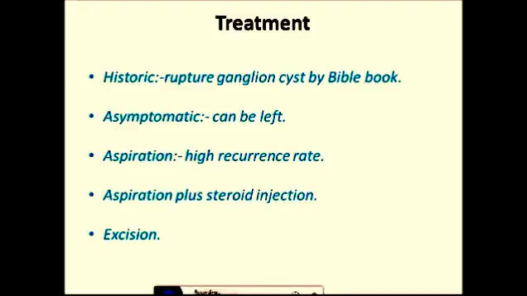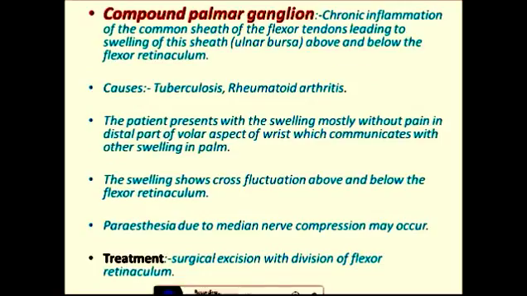If asymptomatic, it can be left. Aspiration can be tried, but it has a high recurrence rate. The other method is aspiration followed by steroid injection. It also has a high recurrence. The other method is excision. This also has a high recurrence.